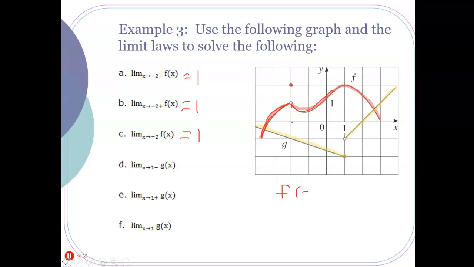What is f of negative 2? F of negative 2 is not 1. Where's the closed circle at negative 2? It's at 2. So the limit does not equal the function value. The limit does not have to equal the function value.